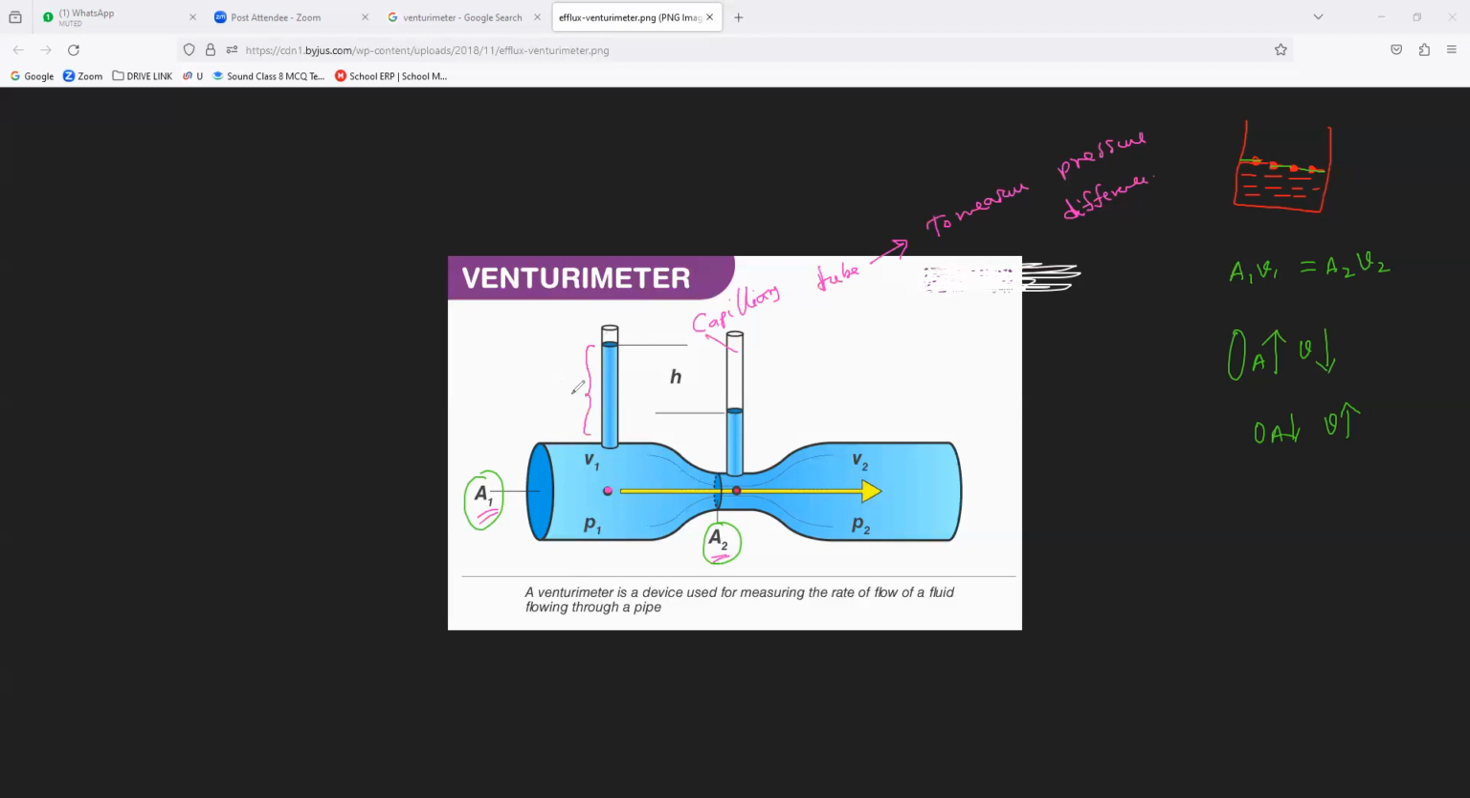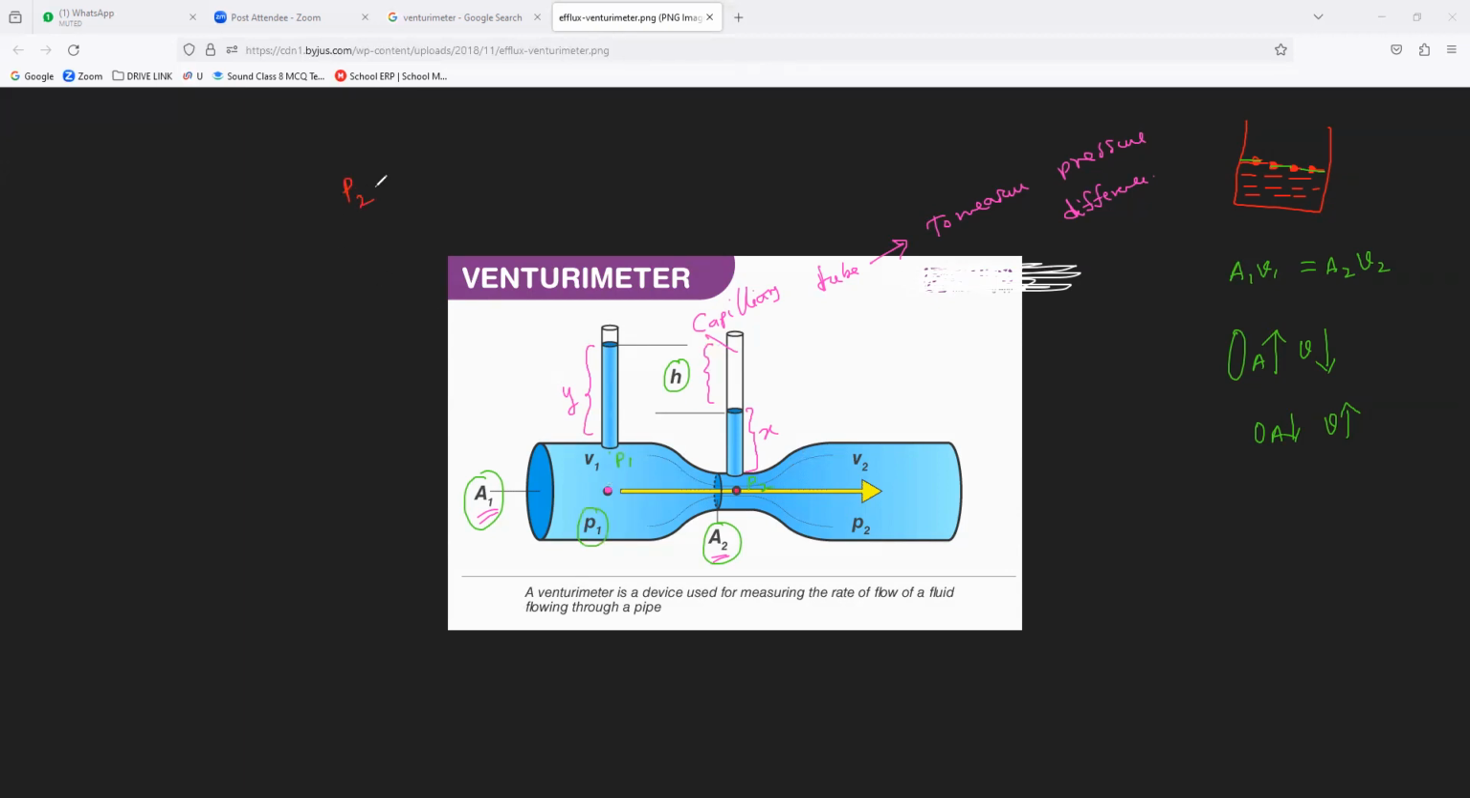Let me consider this height is Y, and here the height of the fluid rising in this capillary tube, let me take it as X. Then what is the pressure difference in both? Let me consider that height difference is H. At this point the pressure is P1, at this point P2. Can you tell me what is the pressure difference?